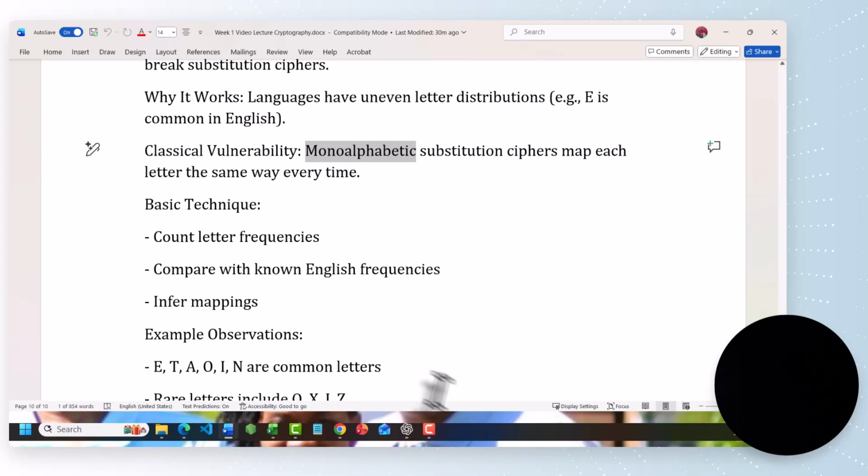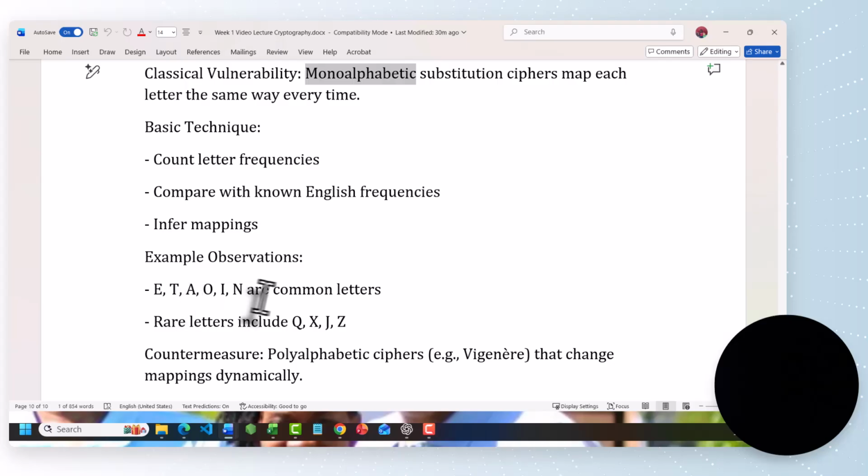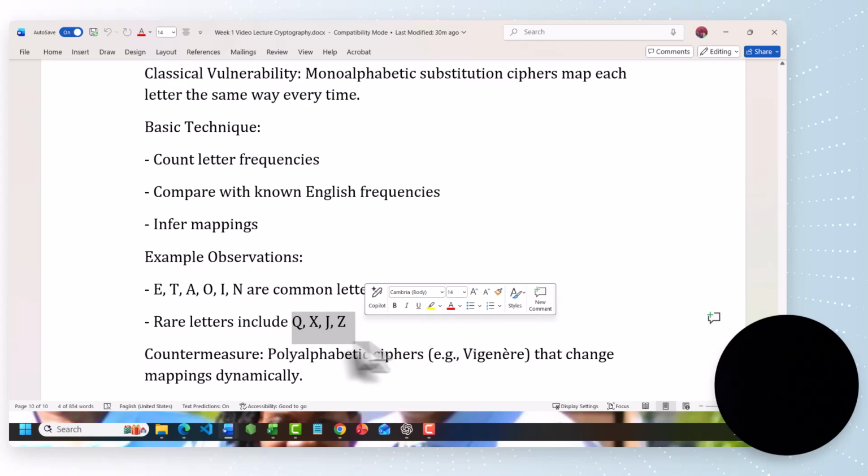Again, for example, A, T, A, O, I, N are common letters. For basic mono substitution, the more times these appear within an encryption, the more likely it is to be one of these letters, okay. Rare letters Q, X, J, Z aren't used that often in messages, so we don't have that luxury of being able to deduce what these particular ones are.